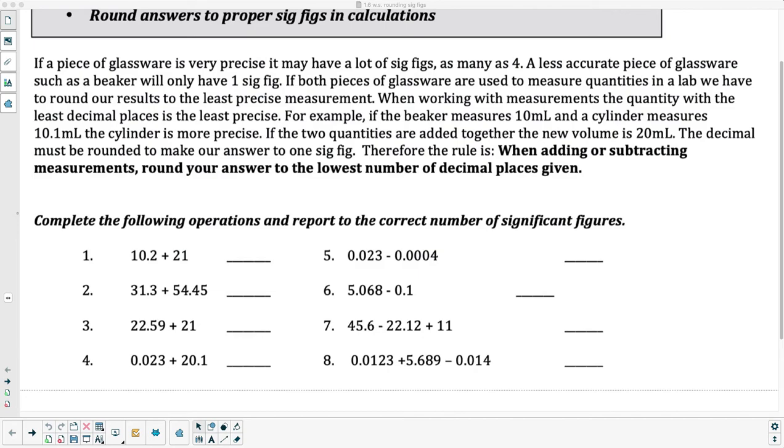Hey class, this is about rounding with significant figures.